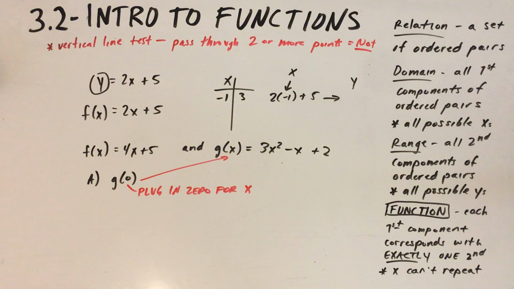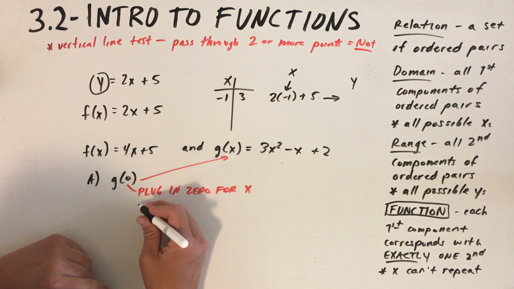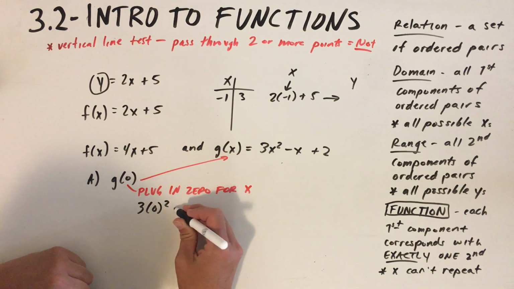Just making sure we're still recording. So to find g of 0, everywhere I see x, I'm going to put 0.